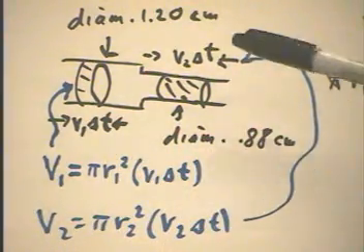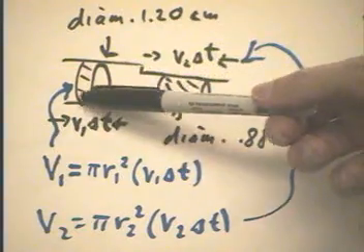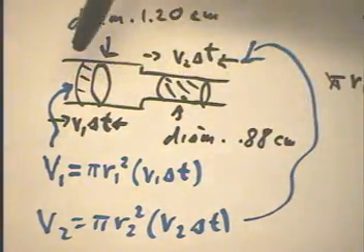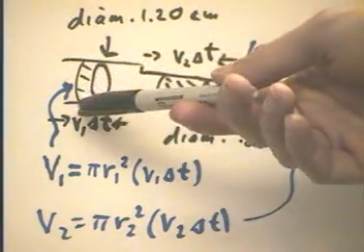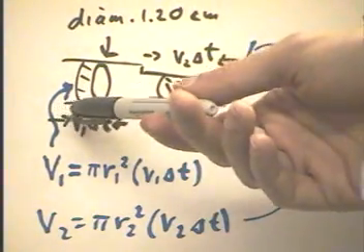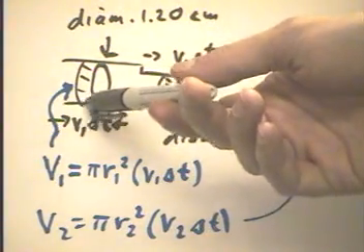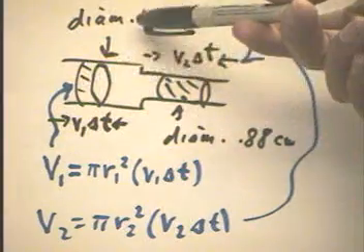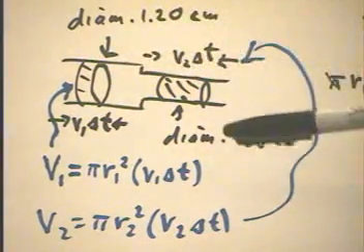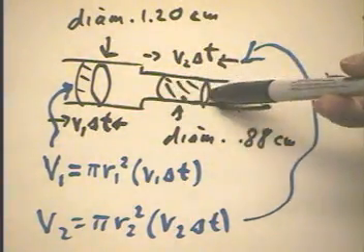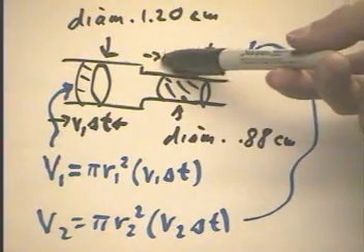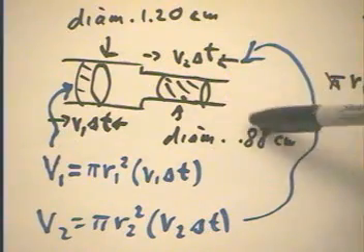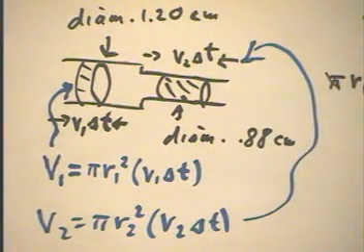If we think about it, the amount of fluid flowing past a point here is going to be a cylinder, and the altitude of that cylinder, if you think of the cylinder being turned on its side, is going to be the distance V1 delta t, and the cross-sectional area is just the cross-sectional area of the tube with this diameter. Similarly, here we have a cylinder whose altitude is the distance V2 delta t, and whose base area is the cross-sectional area of the tube of diameter 0.88 centimeters.